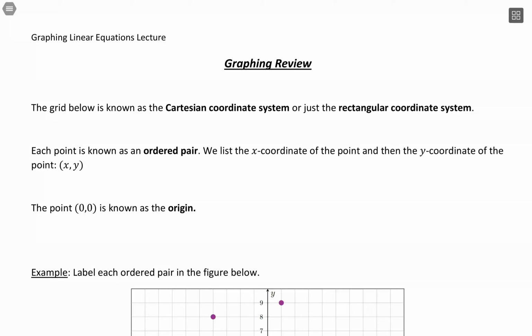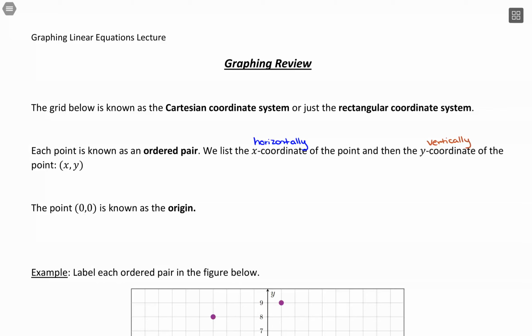So let's just get a quick review of graphing. When we graph, it's on a grid. It can be called the Cartesian coordinate system or the rectangular coordinate system. When we label a point, it has an x component and a y component. X tells us how we move horizontally, so left and right. And then we have a y coordinate, which tells us how we move vertically, so up and down.